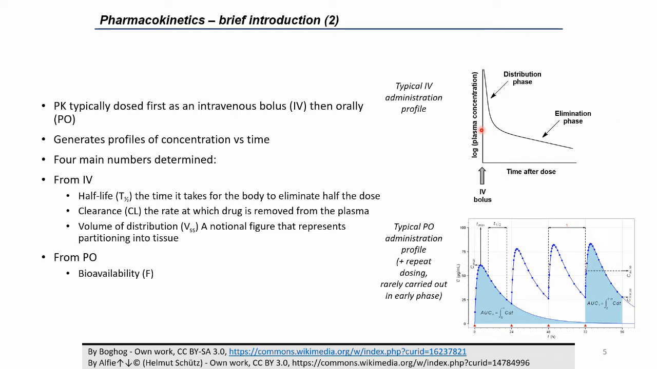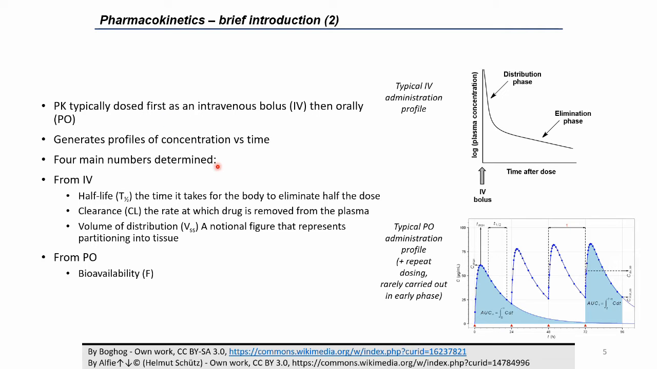This is a typical IV administration profile. You've got a concentration here. It's typically logged because it drops very rapidly. It will often classically have two phases, a sort of initial distribution phase. So you administer it as a bolus, goes into the systemic circulation, very high concentration, and it distributes into tissue. And then you reach this point where it's distributed into the tissues and you start seeing elimination by metabolism and excretion of your compound. And so you get this effect with time over dose.